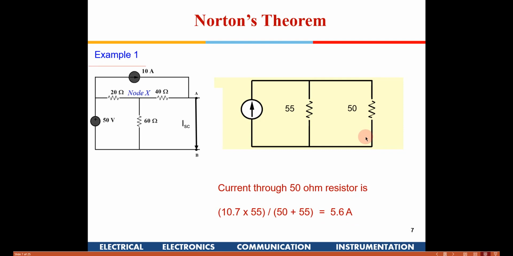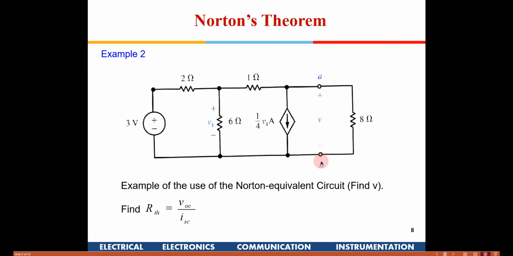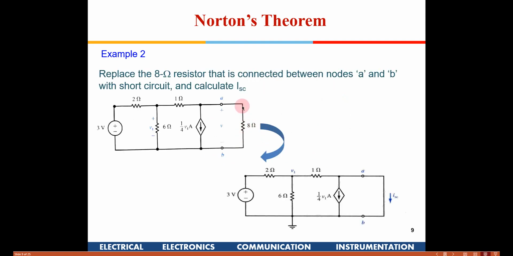Is it clear to all of you how to solve these kinds of problems? This is the Norton equivalent. So let's take one more example. Here we have a dependent source. So how to find the Norton equivalent of this circuit? The first step, like this is the 8 ohms, so we are going to short it.